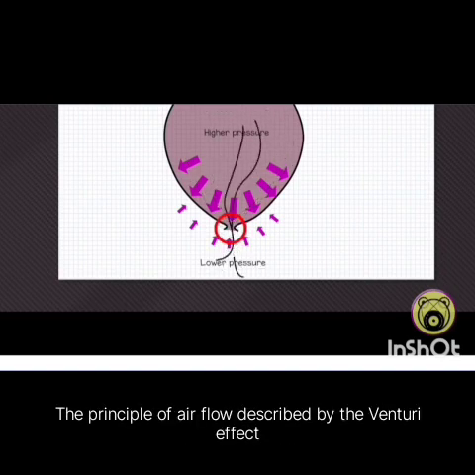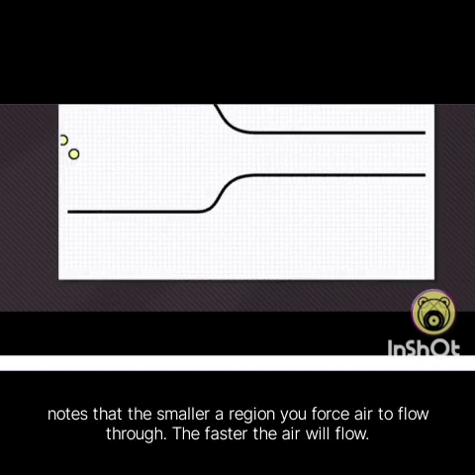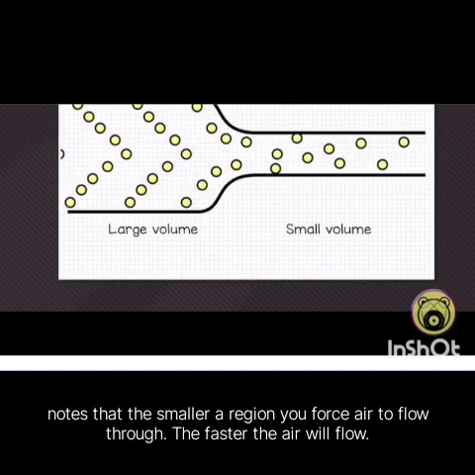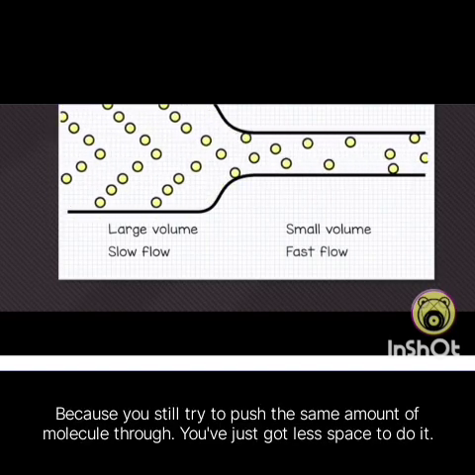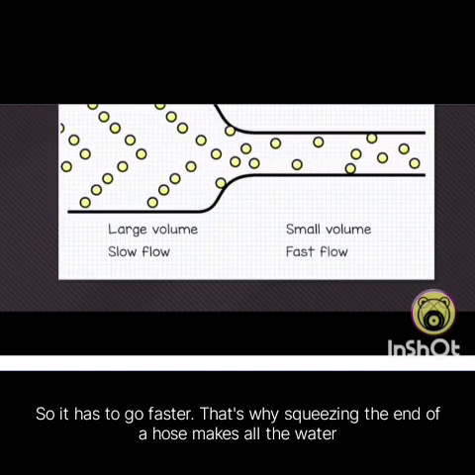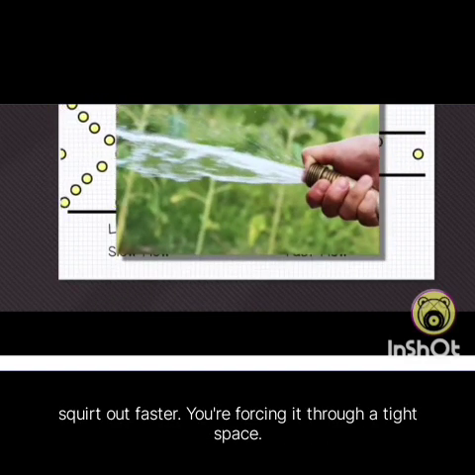The principle of airflow, described by the Venturi effect, notes that the smaller a region you force air to flow through, the faster the air will flow. Because you're still trying to push the same amount of molecules through, you've just got less space to do it, so it has to go faster. That's why squeezing the end of a hose makes all the water squirt out faster.